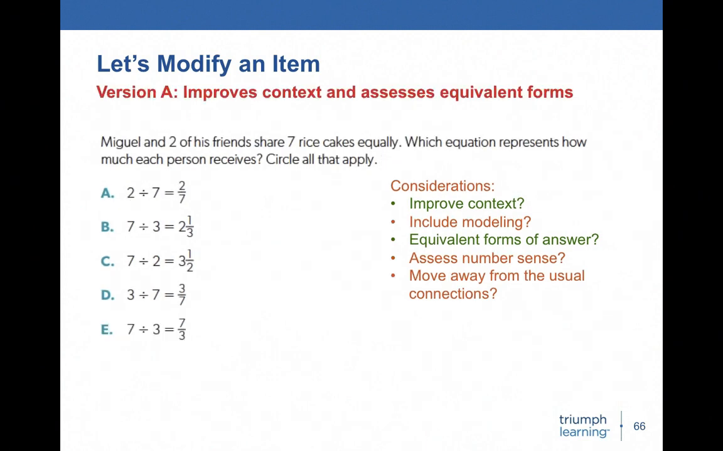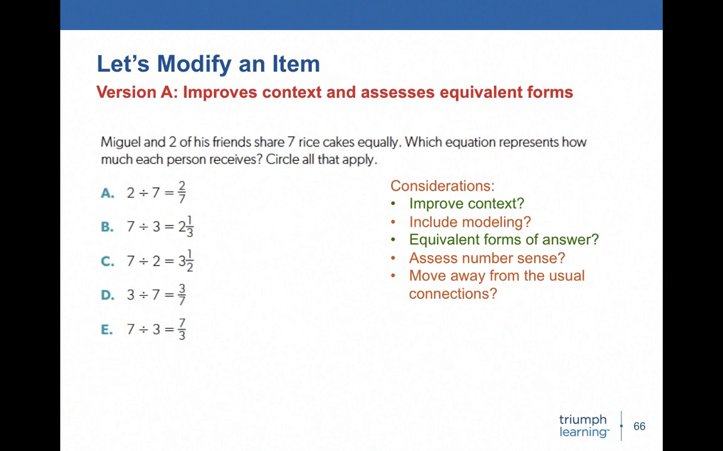So now let's take these ideas and let's actually get in and modify an item. Let's get our hands dirty now. Okay, 3 friends share 7 rice cakes equally. Select an equation that represents how much each person receives. Now, what do we see here? Well, we've got a multiple choice item, so that's something I could modify. It tests whether students recognize the divisor. It connects the word problem to the symbolic form.